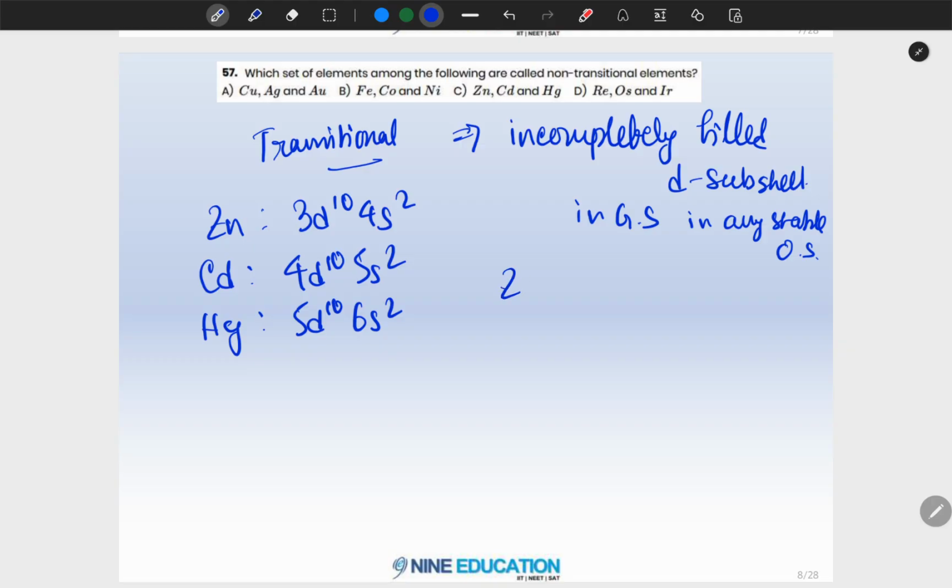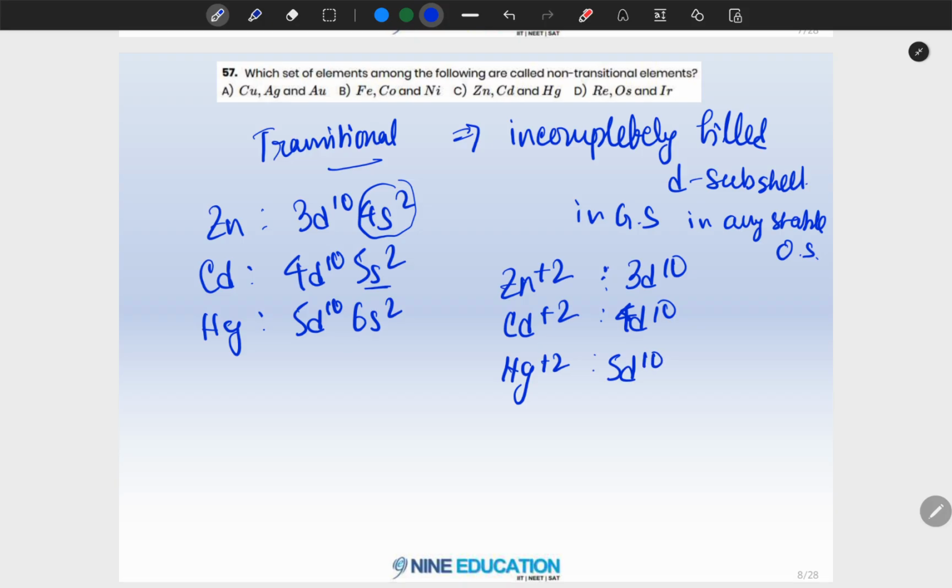So let's check the stable oxidation state. Zinc plus 2 is the stable oxidation state, cadmium plus 2 is also the stable oxidation state of cadmium, and Hg can also exist as Hg plus 2. Now in their stable oxidation state, only 2 electrons in the outermost s orbital will be removed, right? So after removing the 2 electrons from the 4s orbital in zinc, the configuration will be 3d10. After removing the 2 electrons from the 5s of cadmium, the resultant configuration will be 4d10, and for Hg this configuration will be 5d10.